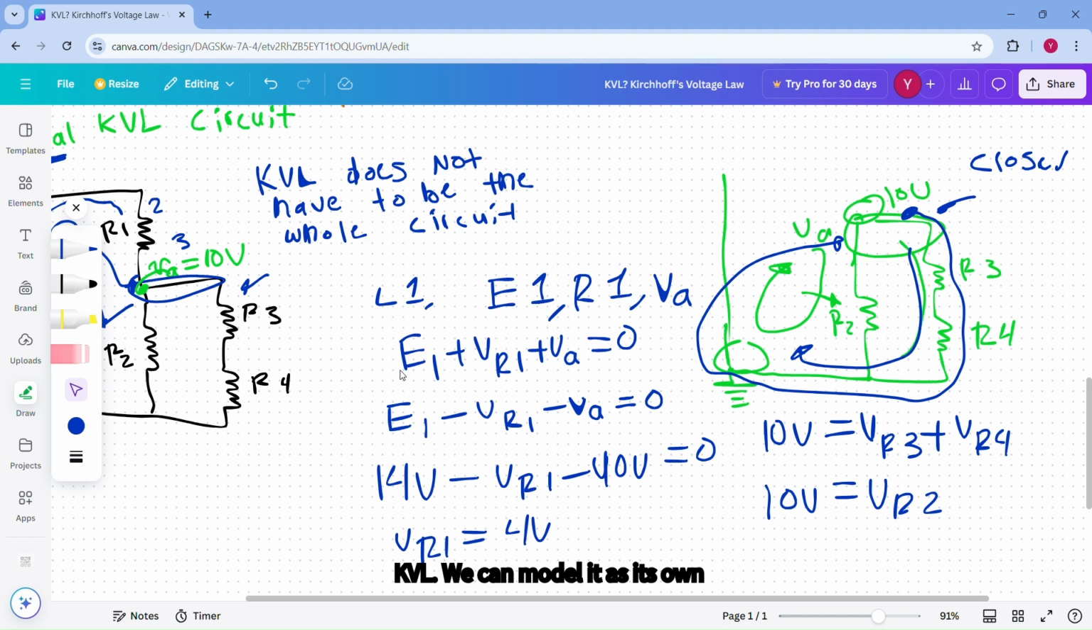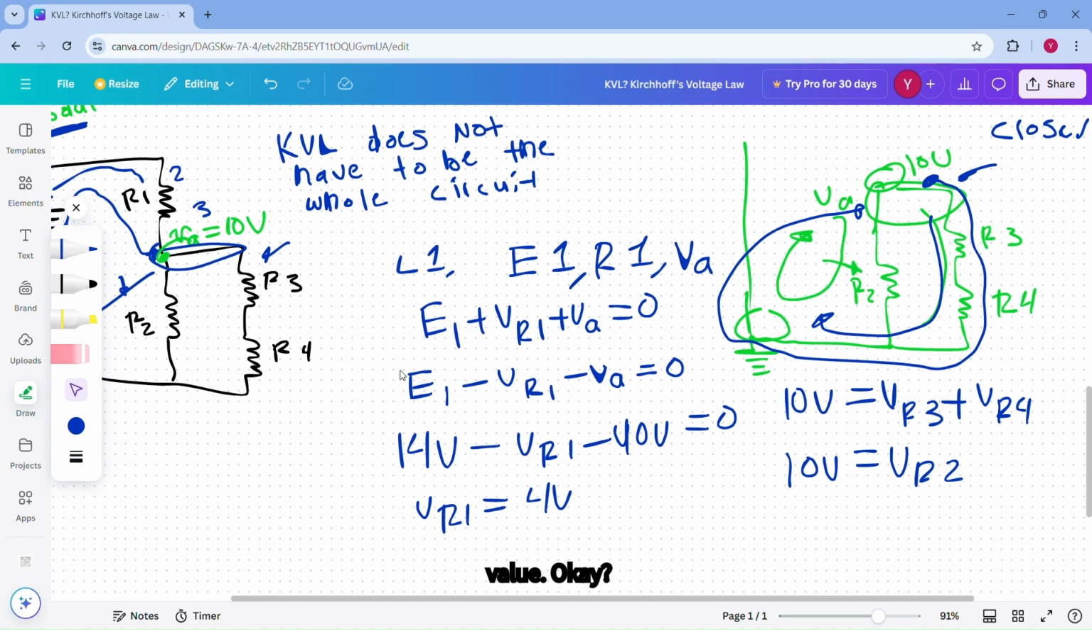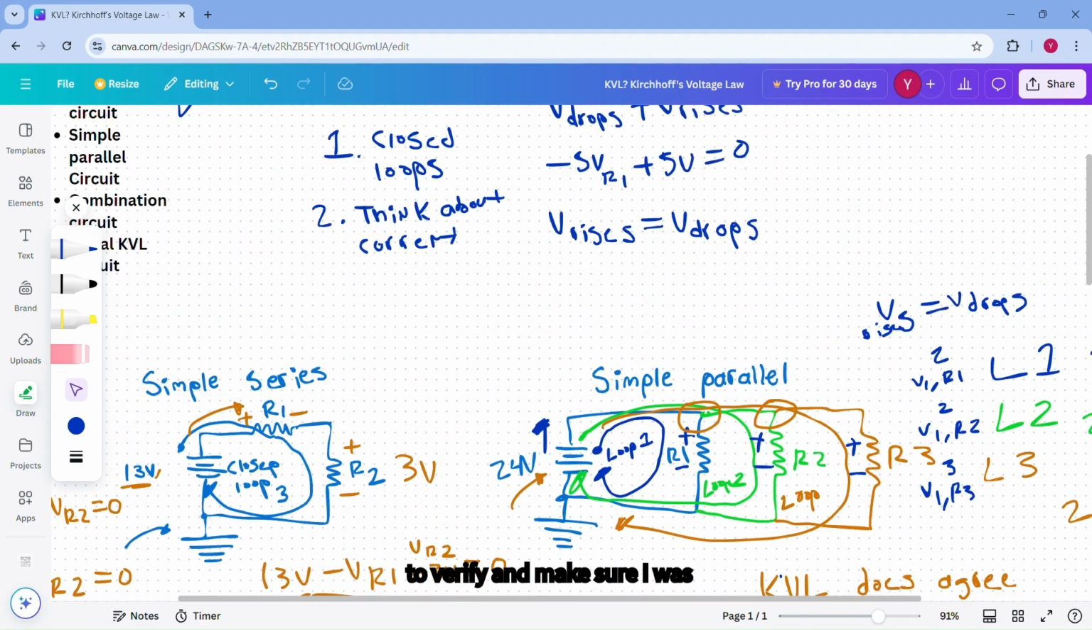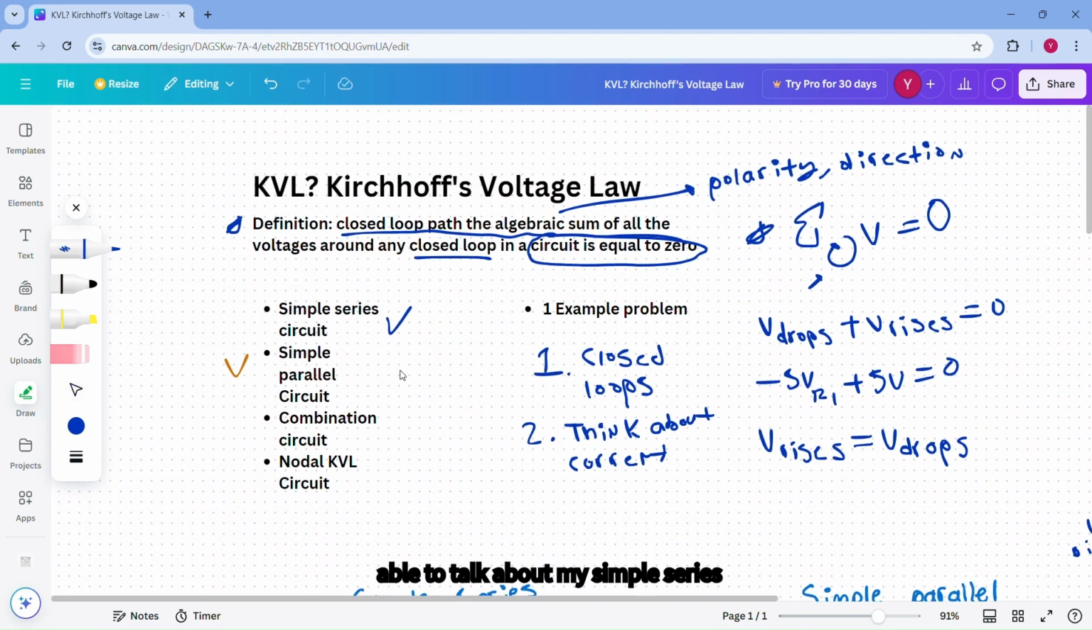We can model it as its own component, its own resistor, or we can also model it in a way similar to a source or similar to a known voltage value. And so instead of being an unknown factor, an unknown component, it can help us in determining a different value. Okay? So if I scroll back up, we're just going to verify and make sure I was able to talk about my simple series circuit. I was able to talk about my simple parallel circuit, a combination circuit, and also a nodal KVL circuit.